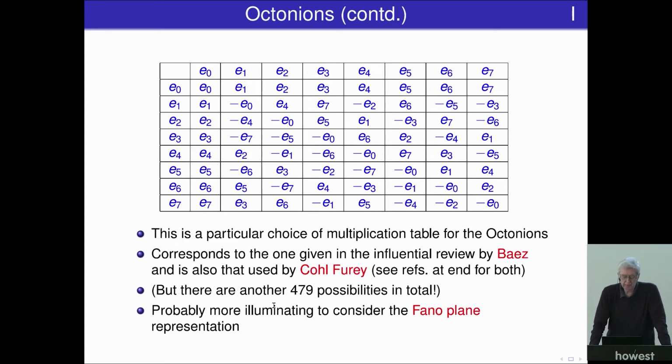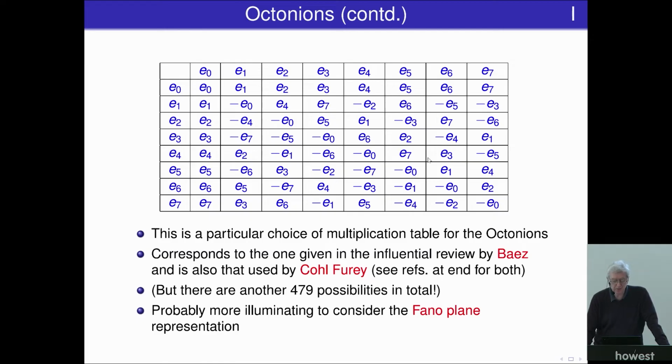Now, here's what the multiplication table for the octonions looks like in a particular form. Unfortunately, you can have multiple forms that are possible. What I've given you here is the one corresponding to the influential review of octonions by Baez, and is also that used by Cole-Fury, who I mentioned earlier. And I'm going to refer to some papers as we go along. I've got references all at the end, so they'll all be visible at the end of the talk. And this table, unfortunately, is just one of 480 that you can use, so there's another 479 possibilities.